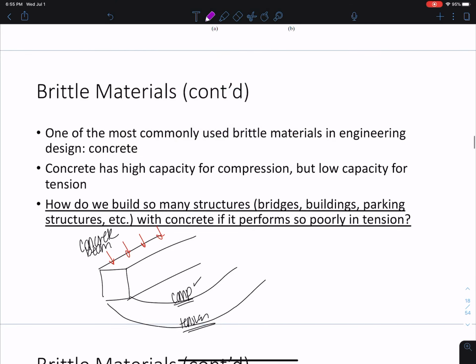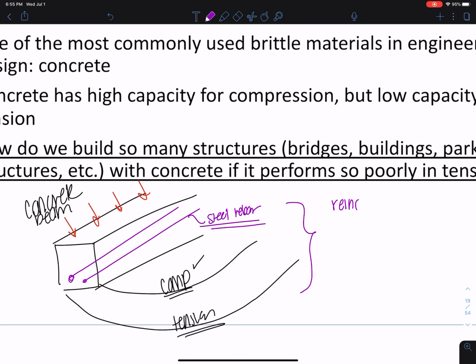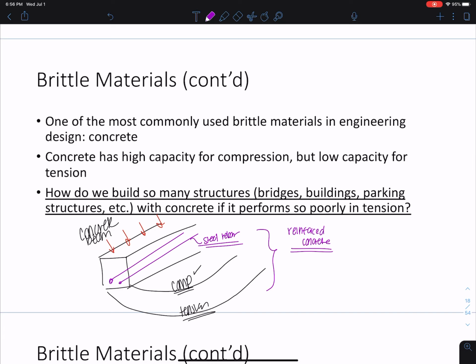Well, we add steel rebar at the bottom of the concrete where we would have tension, and because this is steel, it reinforces the concrete. So that's why your concrete design class is actually called reinforced concrete. We're mixing these two materials, and we'll actually have a problem later on where we have to solve for some reinforced concrete and design some elements of that.